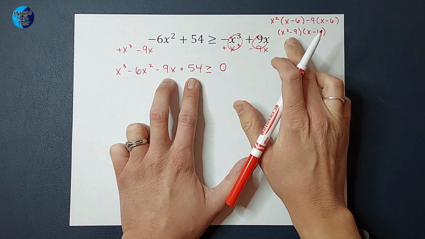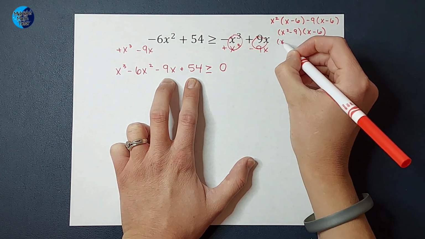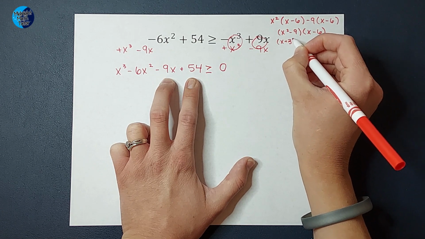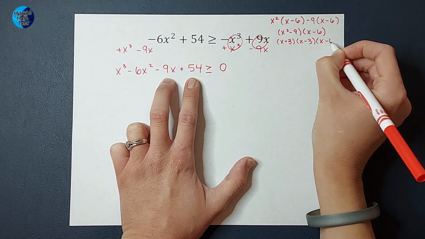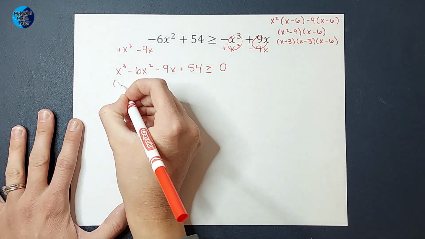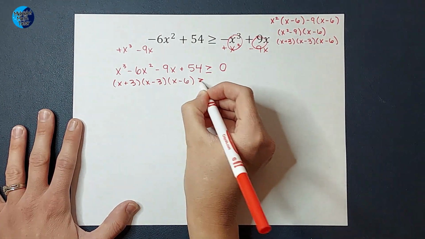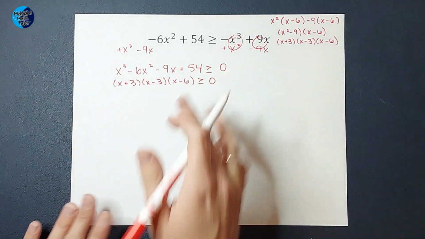Then I notice this is a difference of two squares, so I can factor that down to x plus 3 times x minus 3 times x minus 6. I'm just going to rewrite that over here really fast. If I were to multiply this all out, I would get this, right?